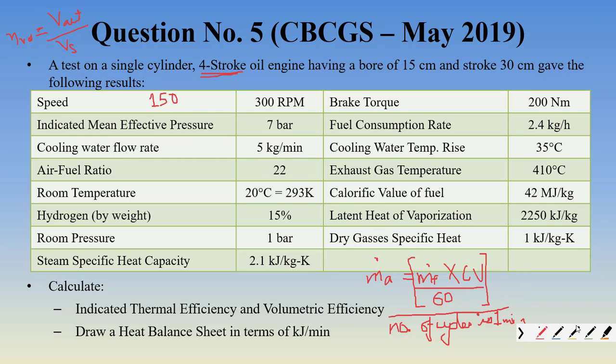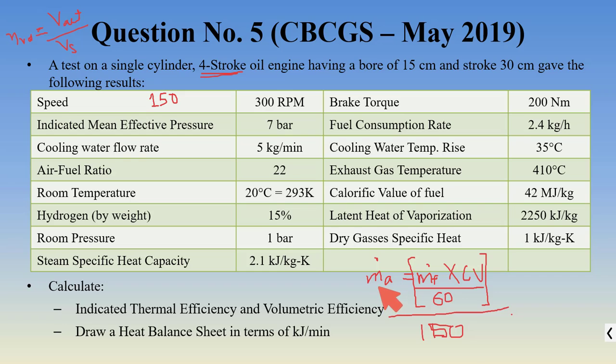So what will we do? We will divide this mass flow rate into calorific value divided by 60. What is the number of cycles in 1 minute? The number of cycles in 1 minute is 150. And this is how we will get the mass of air coming into the cylinder in one stroke.